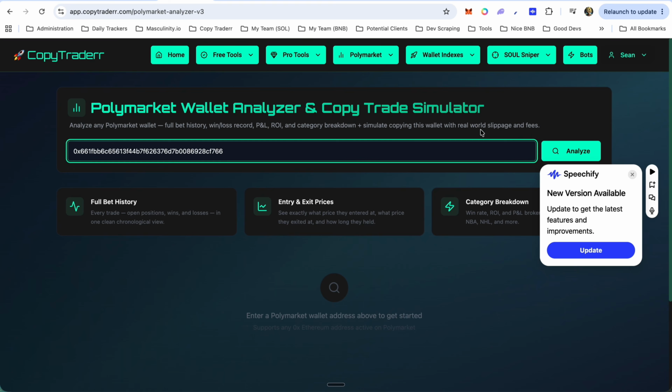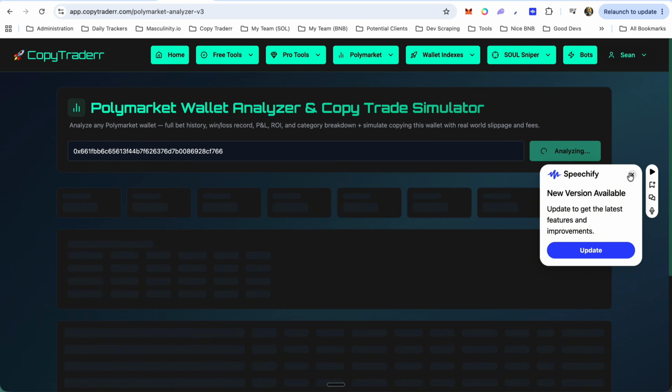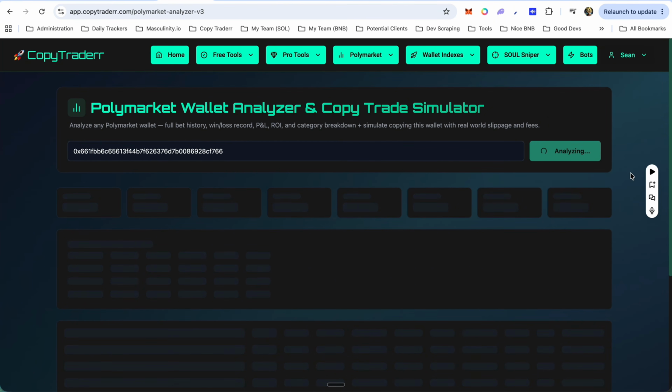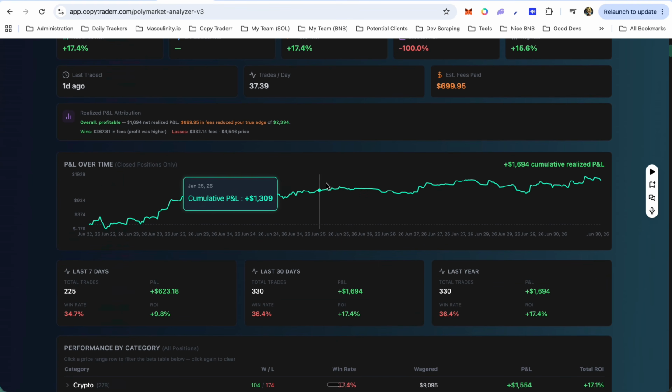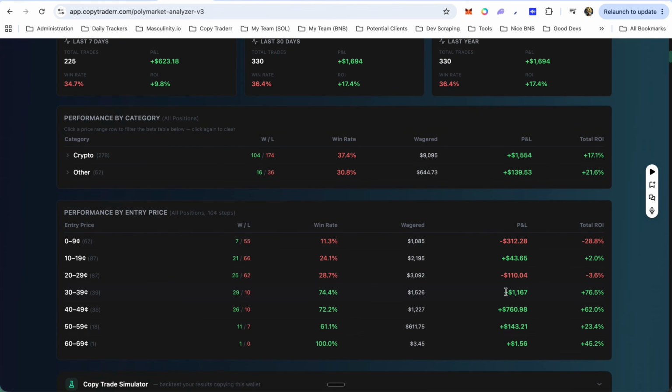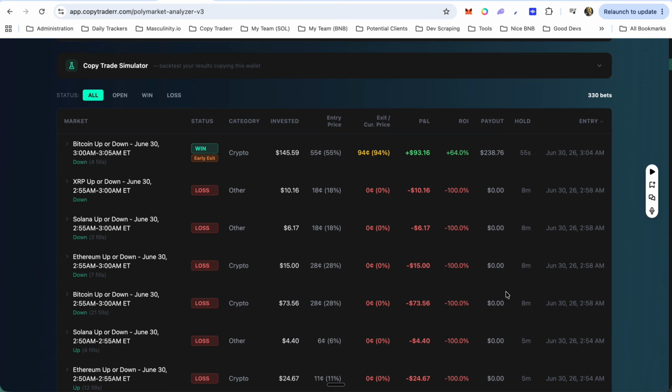So let's take this one, for example. I'm going to throw them in the Polymarket Analyzer and Copy Trade Simulator on copytrader.com. We can see here that this trader has a 17.4% return on investment. Seems to me to be a real trader. We can come down, see their cumulative charts, see their performance over time, performance by category, performance by entry price, and we can track all of their trades.